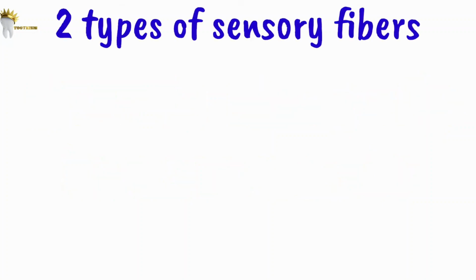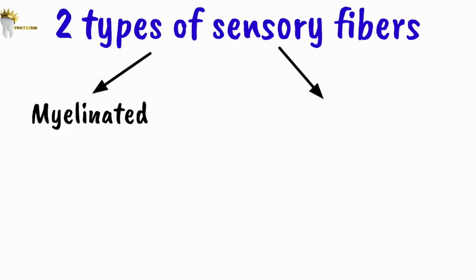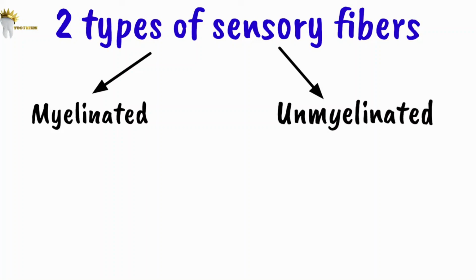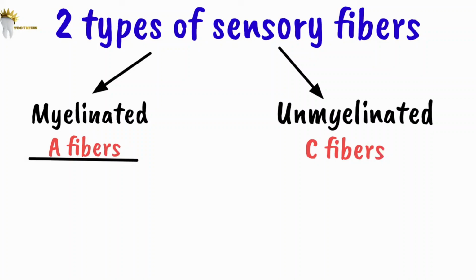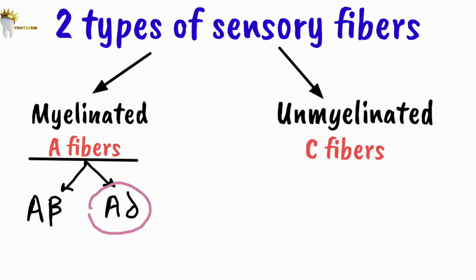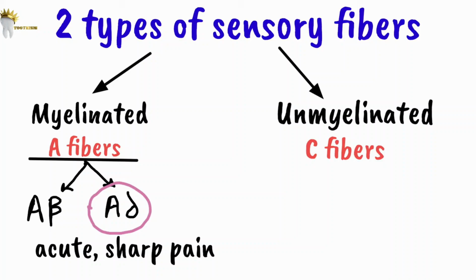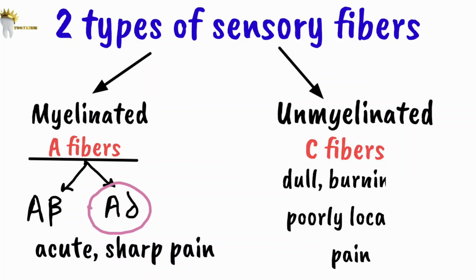There are 2 types of sensory fibers in the pulp. One is myelinated and the other one is unmyelinated. Myelinated fibers are called as A fibers and unmyelinated are called as C fibers. The pulp is innervated mainly by A fibers, which have 2 types, A beta and A delta. 90% of the A fibers are A delta fibers. The A delta fibers mediate acute sharp pain and the C fibers mediate dull, burning and poorly located pain.